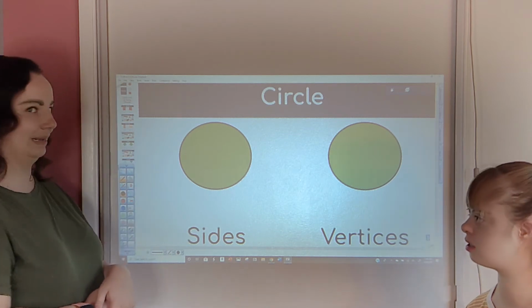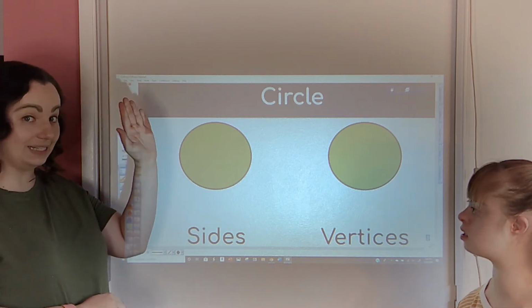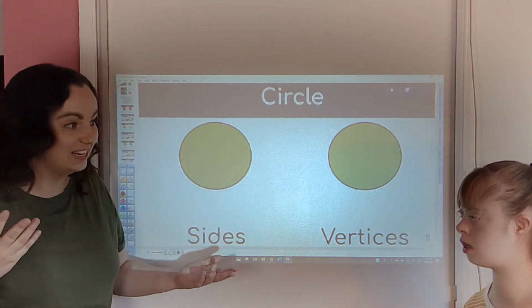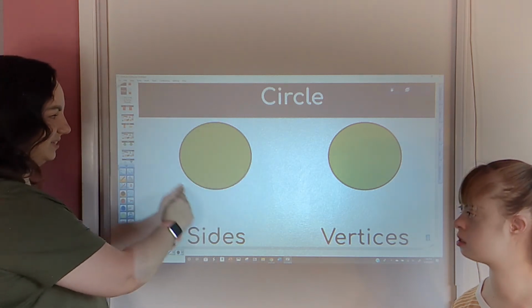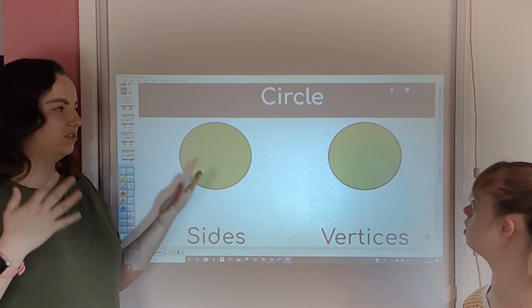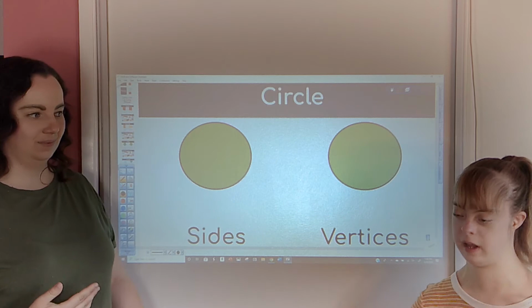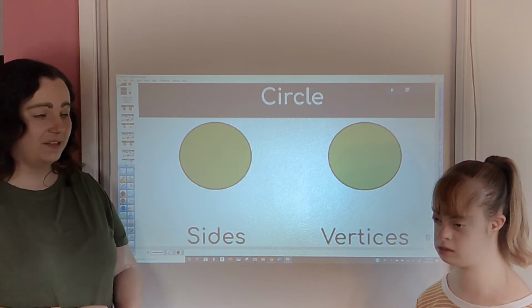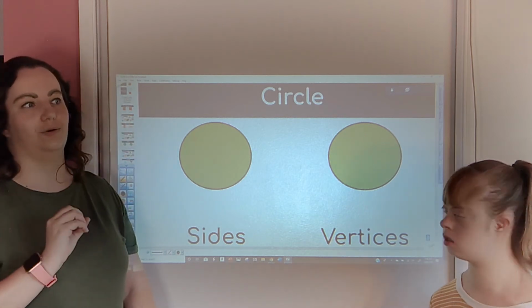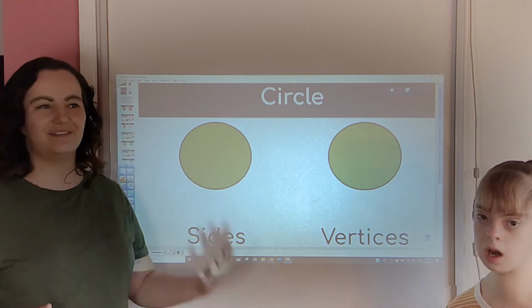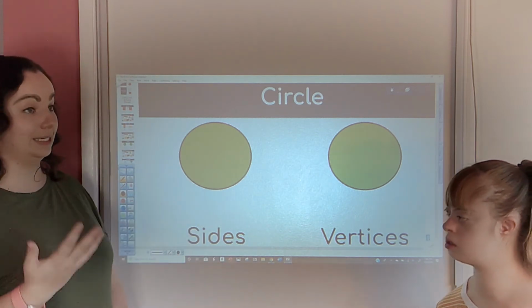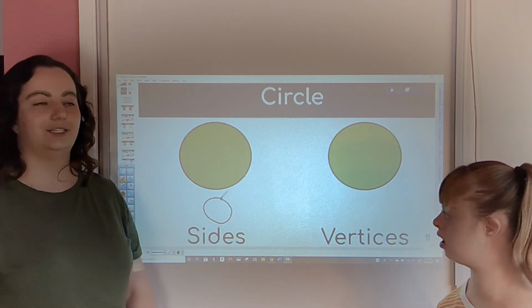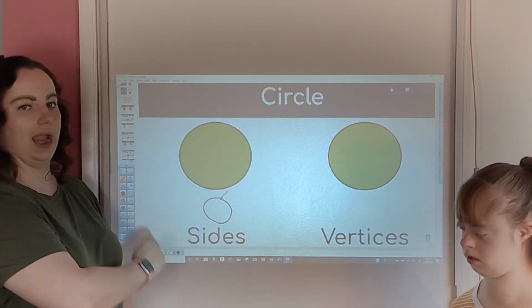Let's go ahead and look and see how many sides a circle has. Are there any straight lines in a circle? I don't see any. It's just round. There's no corners, meaning there's no straight sides. So are there any sides here to count? No. There's zero sides to a circle. What? I know. Kind of makes it extra special. So since there's zero sides, we're going to write zero sides. It's just a circle. One round circle.